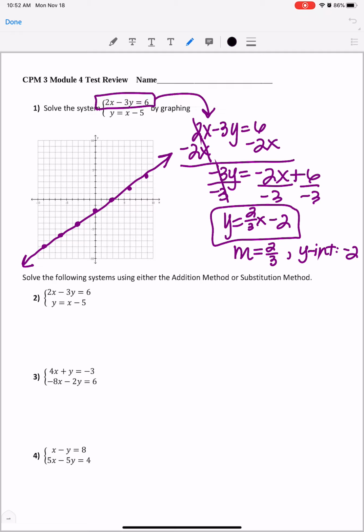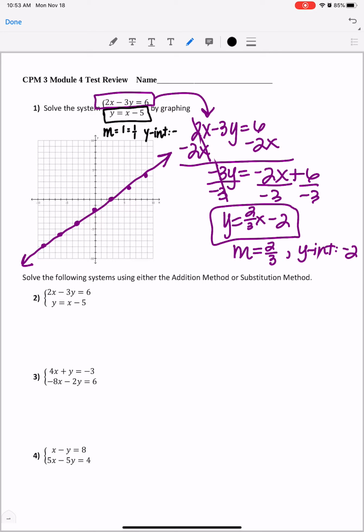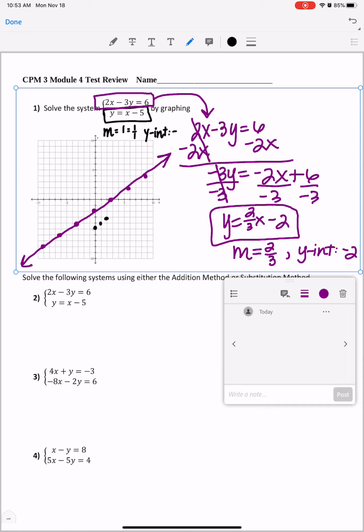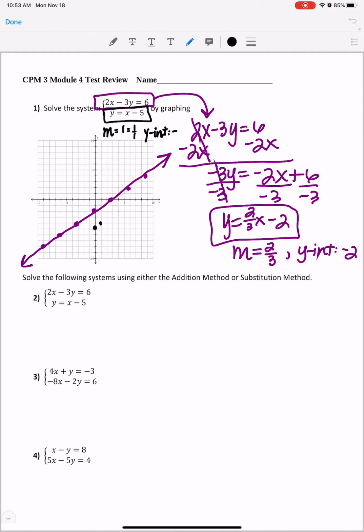So now, out of this equation here, this is already in slope-intercept form. So my slope is 1, which is the same as 1 over 1. And my y-intercept is at negative 5. So I'll start down here at negative 5. And then I'm running up 1 over 1. Up 1 over 1. Up 1 over 1. Here.